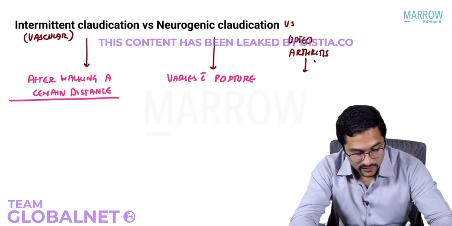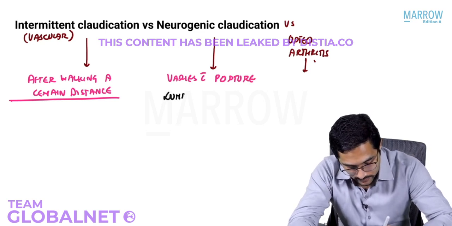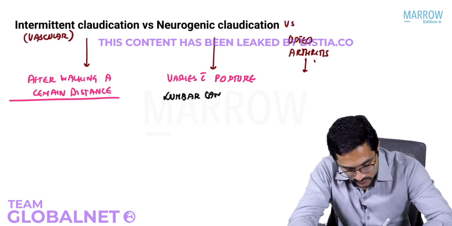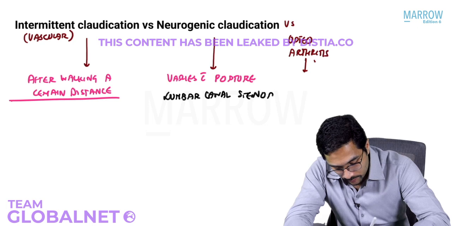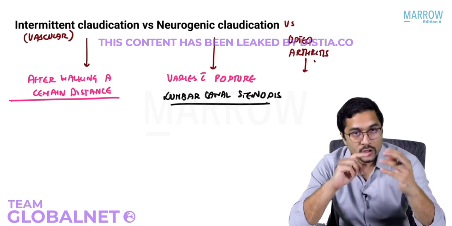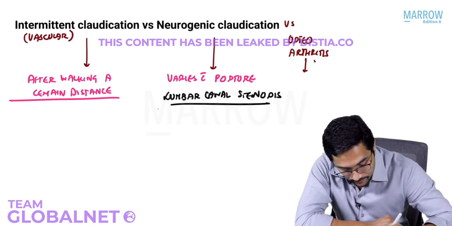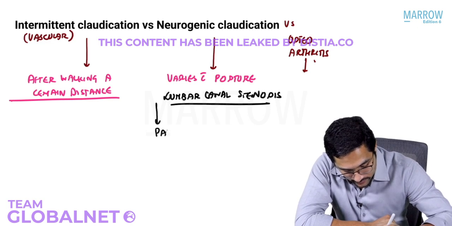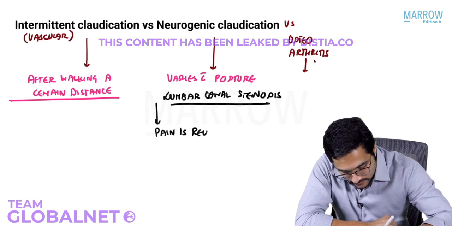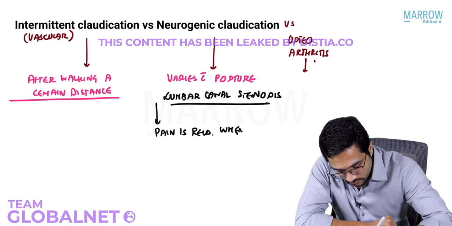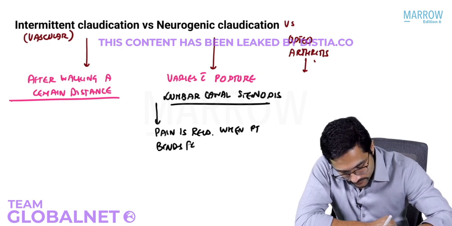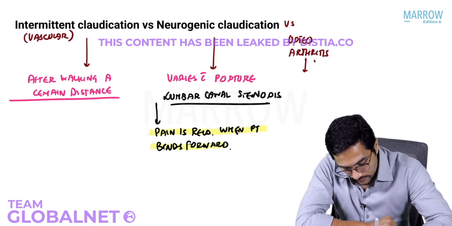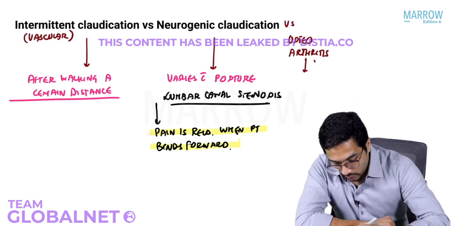And this is the pain which occurs when there's lumbar canal stenosis. So when the nerves are compressed, lumbar canal stenosis, nerves are compressed and this can give rise to shooting pain along the leg. And this pain is relieved when patient bends forward. Okay. So this is neurogenic claudication.